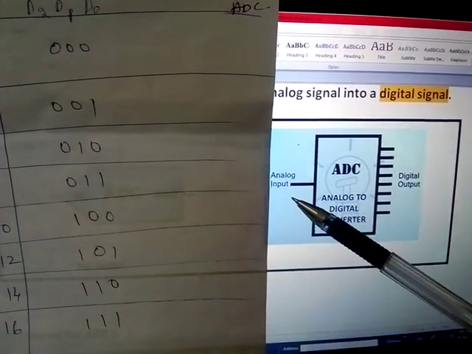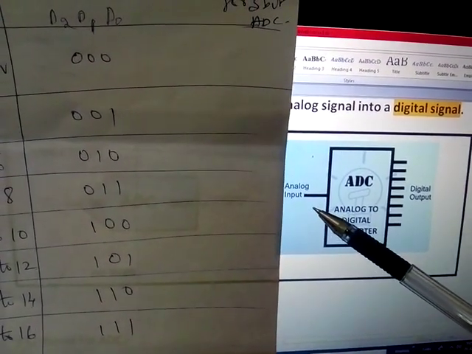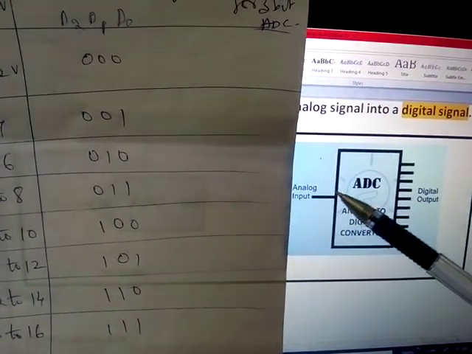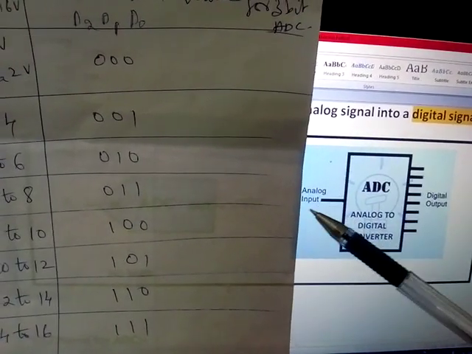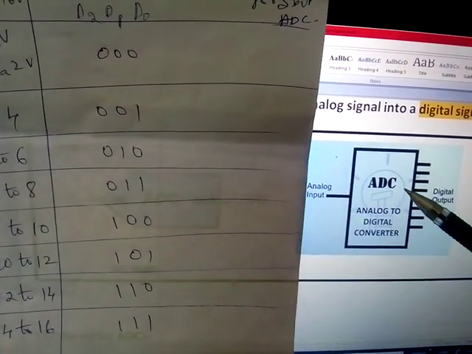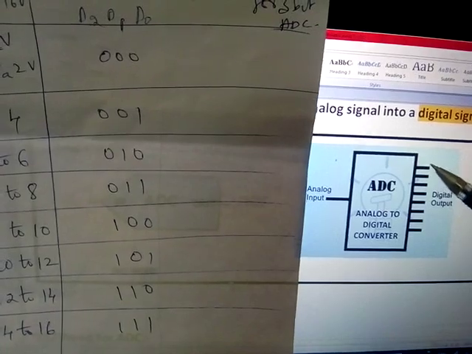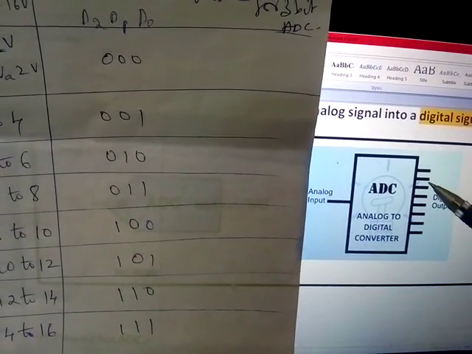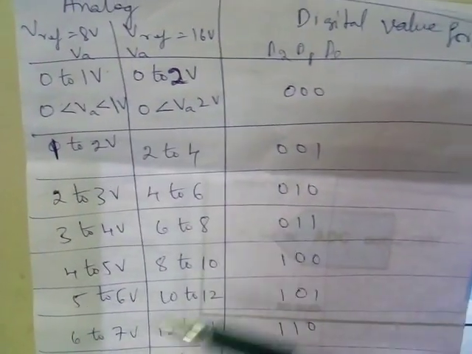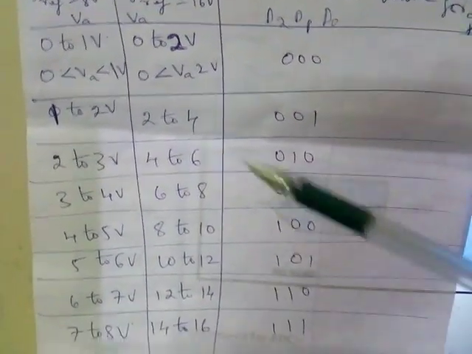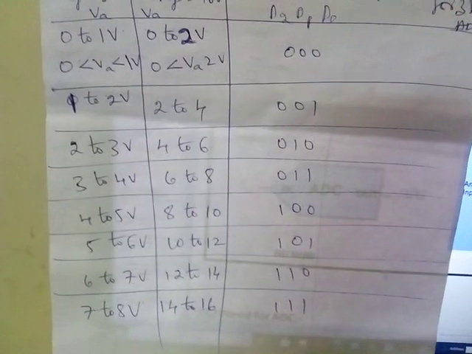So if the voltage here is 1 to 2 volt, say 1.5 volt or 1.6, 1.7, 1.8, 1.9, whatever it is between 1 and 2, then the output will be 0, 0, 1. LSB 1, MSB 0. Like that it will go on. This is the basic logic.